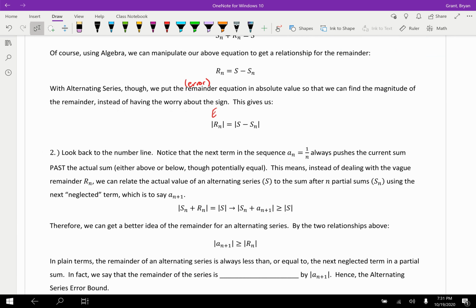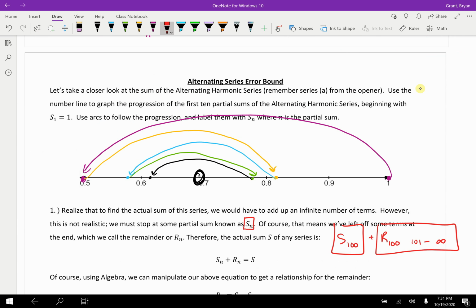Now, let's go ahead and jump back to the number line. Notice that the next term always pushes our sum past the actual sum. So what does that mean here? Well, I jumped over here to my last one. So my next distance is going to move us to the right somewhere, I don't know, somewhere over here. Think about this distance. Let's say this distance is 0.72, and let's say that my next term that I add on is 0.1.